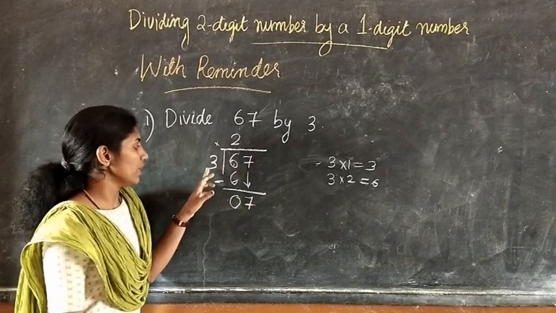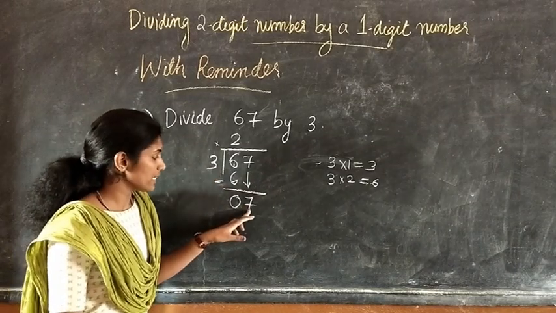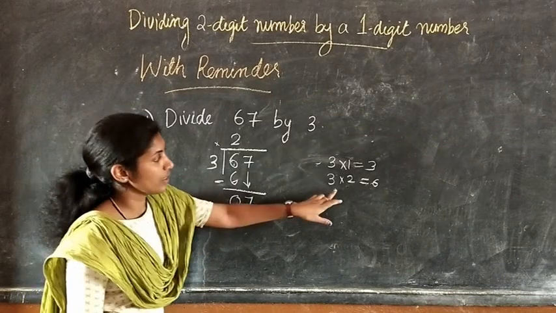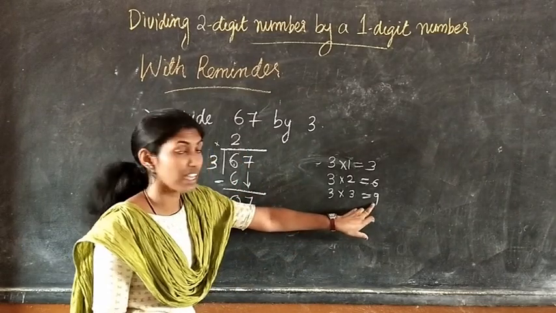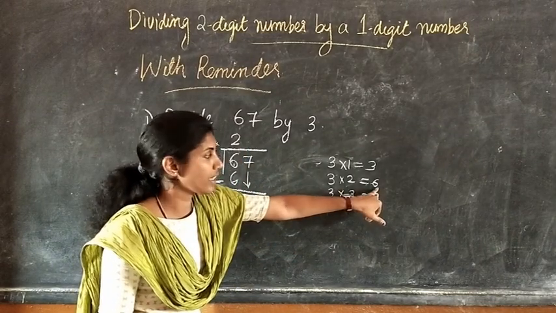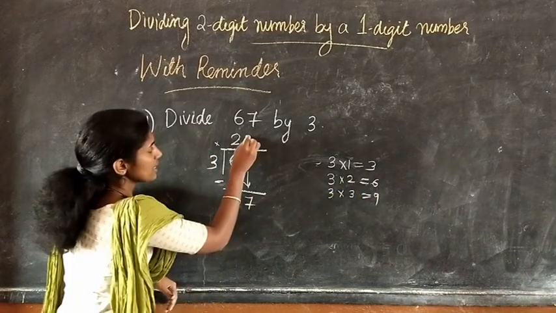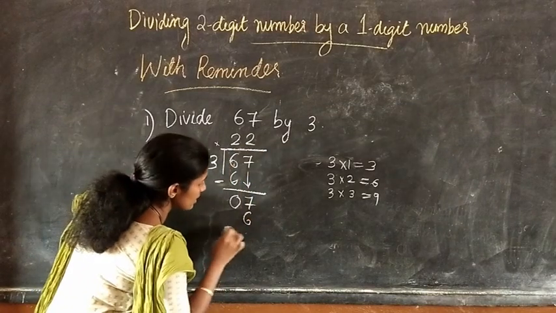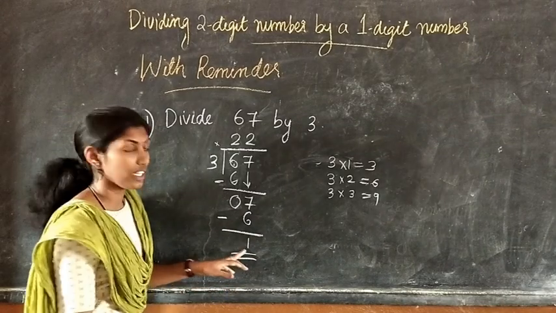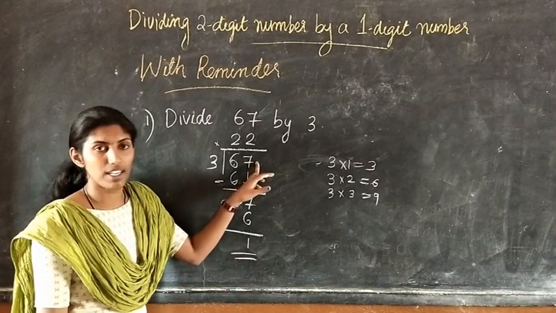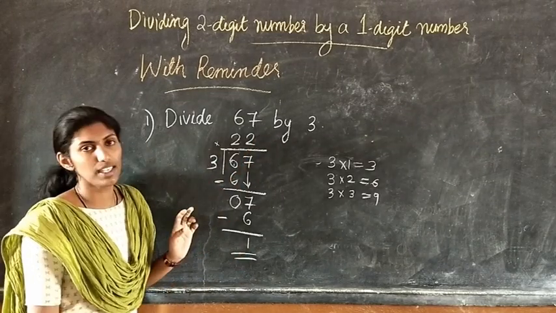Then we have to recite the multiplication table of 3 till we get the number 7 or less than 7. Next also, 3 into 3 equal to 9. Here we got a number that is greater than 7. So which number do we have to take? This number, 6. How many times? 3 into 2 is 6. So we have to write 2. Then subtract 7 minus 6, 1. Here we got the remainder as 1. Here 67 is the dividend, 22 is the quotient, 3 is the divisor and 1 is the remainder.